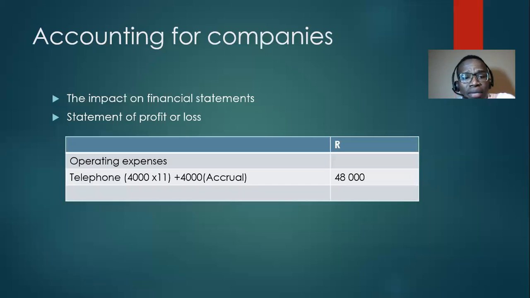Then on the financial statements, especially for the statement of profit or loss, under operating expense, because this telephone is an operating expense. We are told that the telephone cost each month is 4,000. So it's 4,000 times 11 for 11 months, right? Plus the 4,000 that is an accrual, meaning there is no invoice that has been received, even though the service has been received, right? Then the telephone expense is going to be 48,000.